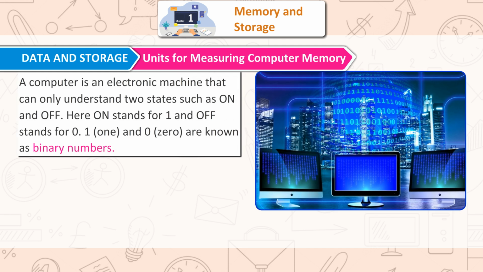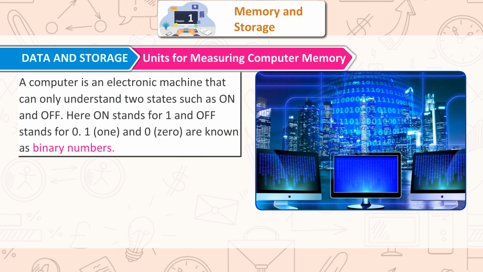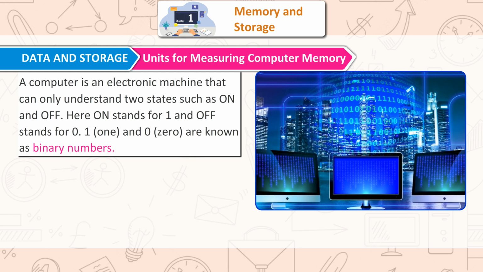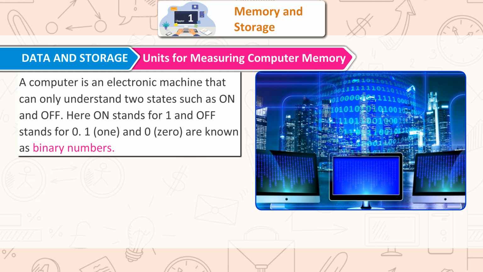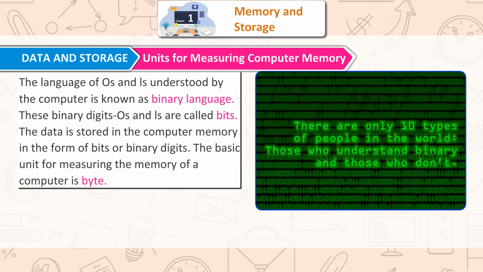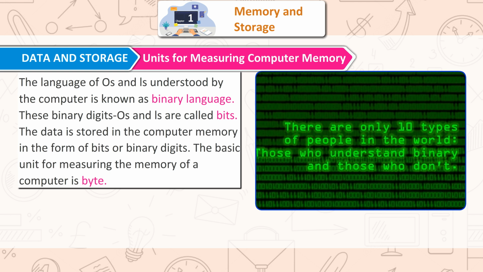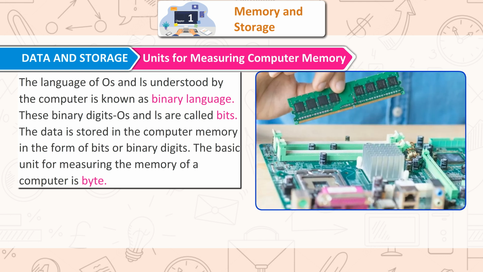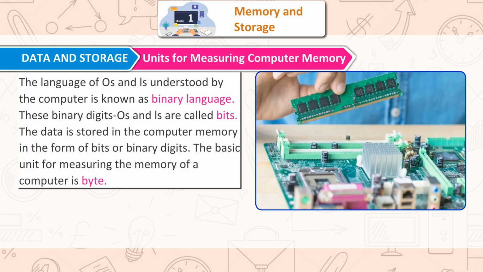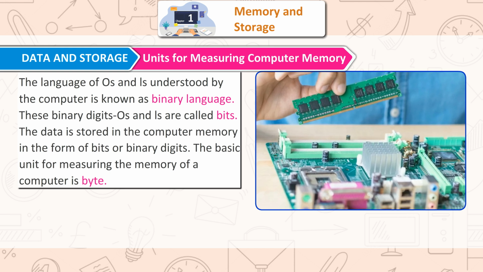A computer is an electronic machine that can only understand two states such as on and off. Here on stands for 1 and off stands for 0. 1 and 0 are known as binary numbers. The language of zeros and ones understood by the computer is known as binary language. These binary digits, zeros and ones, are called bits. The data is stored in the computer memory in the form of bits or binary digits.